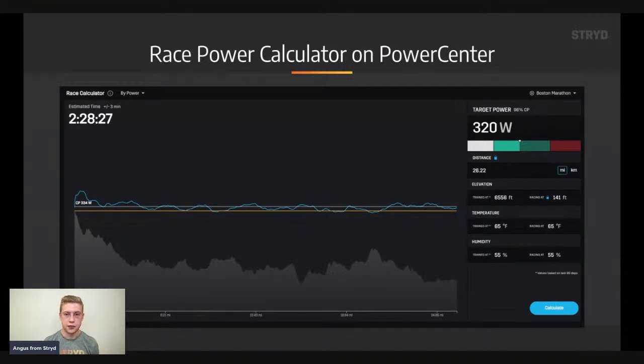And now I want to jump into the race power calculator. The race power calculator can help you prepare for your perfect Boston race. It can help you prepare for any race from 1 mile up to 50K. It's going to give you a power target you can execute at, and a predicted time.